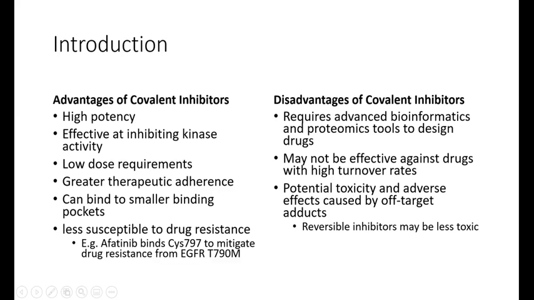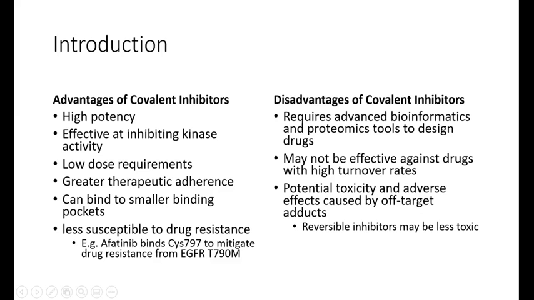The threonine 790 to methionine mutation of EGFR can develop resistance to traditional competitive EGFR inhibitors like gefitinib, erlotinib, and lapatinib. However, newer inhibitors like afatinib and neratinib can form a covalent adduct on cysteine 797 on EGFR to occupy the ATP binding pocket and mitigate such drug resistance. Using covalent inhibitors that target specific cysteine residues may be more efficient than constantly designing new drugs that catch up to acquired mutations.